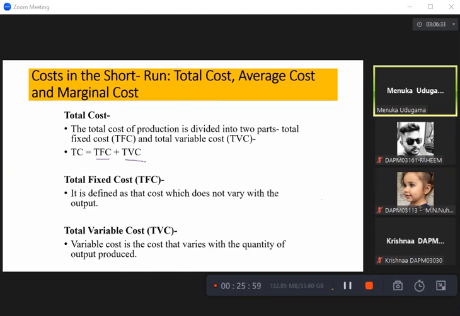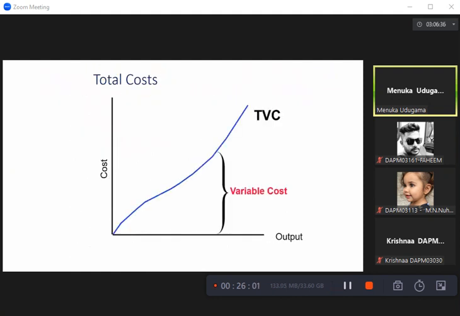Okay. So if I draw this on a graph, you can see that the variable cost depends on the output. For example, if I want to produce more of a crop, I will have to use more fertilizer. Now, I have to increase the fertilizer quantity to increase the crop. So my cost depends on the crop, on the output. So that is called a variable cost.